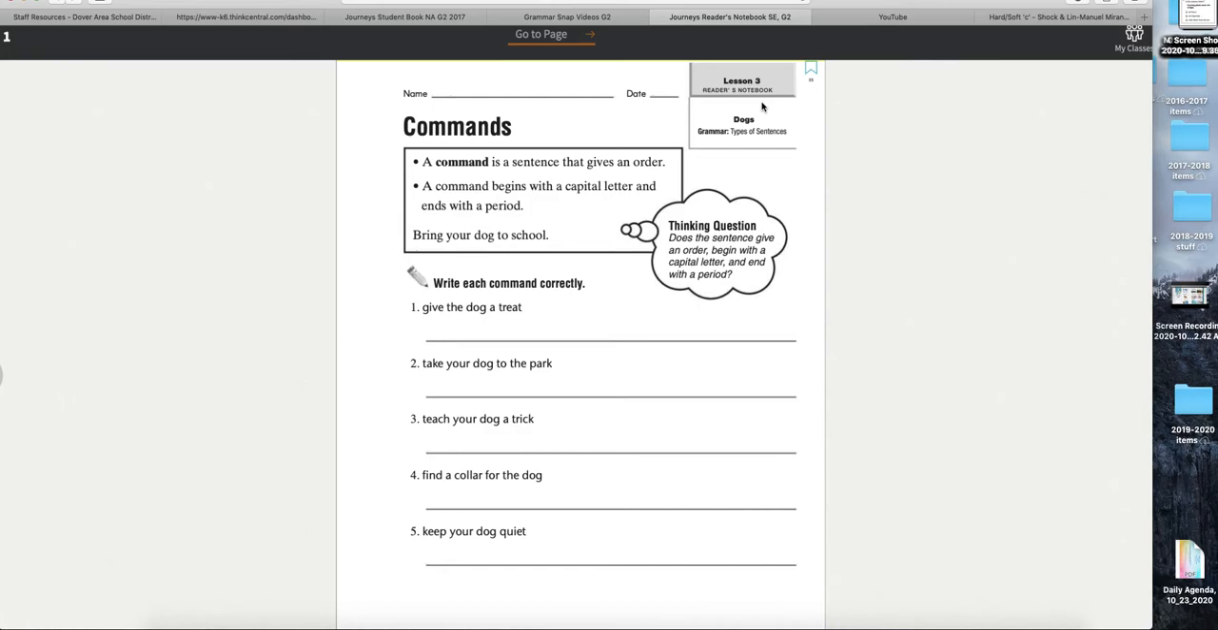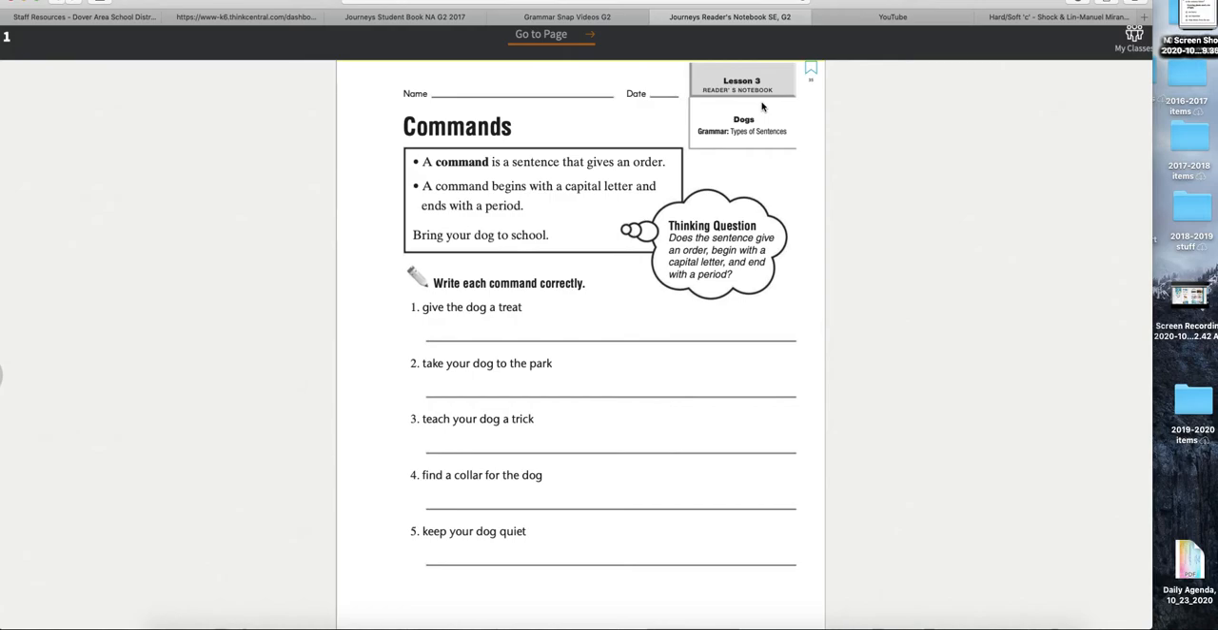And then what do I need to put at the end of that sentence, Levi? Exclamation mark or period. In this case, though, am I showing a lot of excitement? No. So I can just put what at the end? A period, right. So when you rewrite the sentence, give the dog a treat, make sure you put a capital G at the beginning, or an uppercase G, whichever word you want to use, and a period at the end. Give the dog a treat.